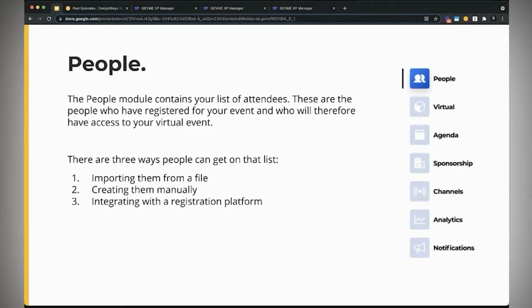event. There's three ways in which people can get on that list. Number one, by importing them from a CSV file that you would have exported from another software. Number two, by creating them manually. And then number three, by integrating with a registration platform. These are the three methods.